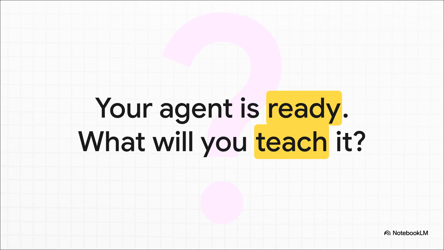And that brings us to the end of our explainer. The documentation is incredibly clear here. Hermes is not just a static tool, it's an evolving partner with a real learning loop built right into its core. So I'm going to leave you with this. Your agent is ready to learn. What are you going to teach it first?